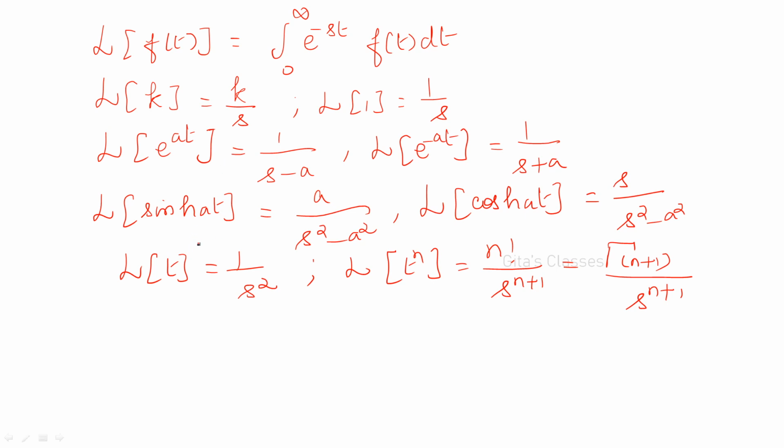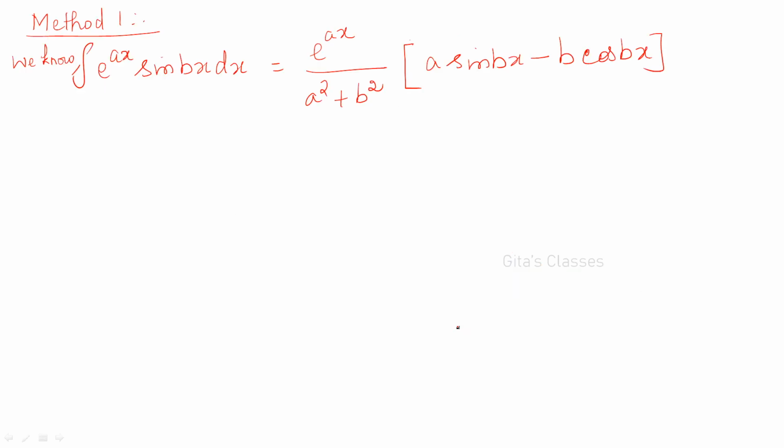All the proofs we have seen, and each and every proof is also important. Next, in this class we are going to see L of cos at and L of sin at, the Laplace transform of the functions sin at and cos at. There are two different methods for finding the Laplace transform of sin at and cos at. First, we'll see the first method. We should know this formula.